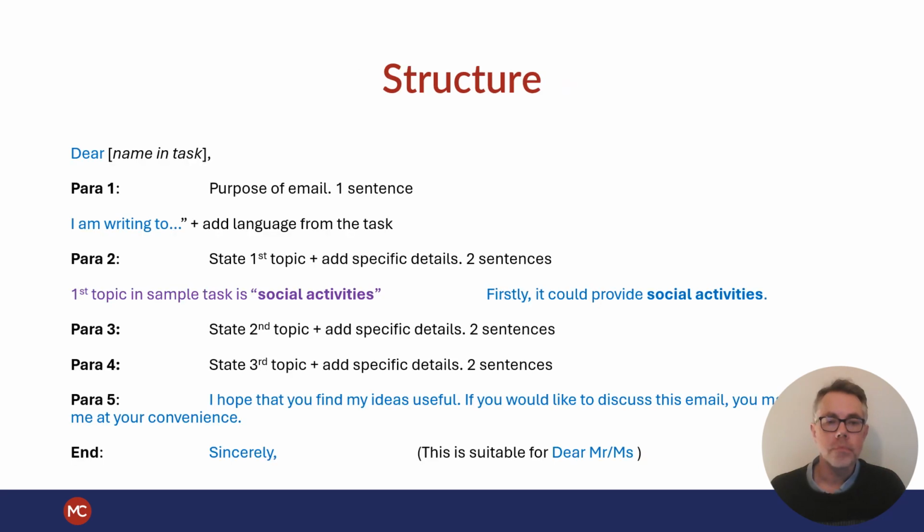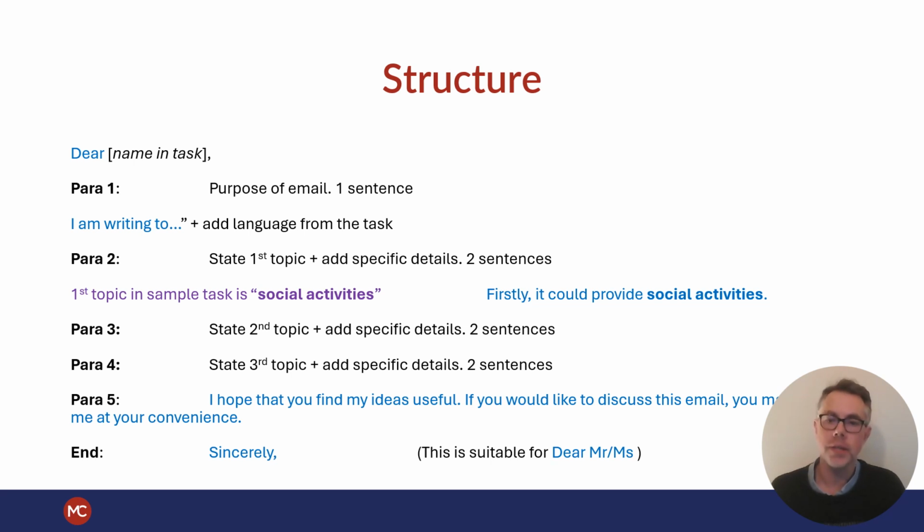Okay, so how did the structure go? Dear name and task, Ms. Fletcher, just the same name, don't change the name. Paragraph 1, purpose of email, 1 sentence: I'm writing to, and then copy the language from the task. Paragraph 2, state the first topic and add specific details in 2 sentences. The first topic in the sample task is social activities. Copy that. Firstly, it could provide social activities. So that can go straight in. Firstly, and the social activities can go straight into your text. You can come up with the rest later. Paragraph 3, do the same for the second topic, and paragraph 4 for the third topic.